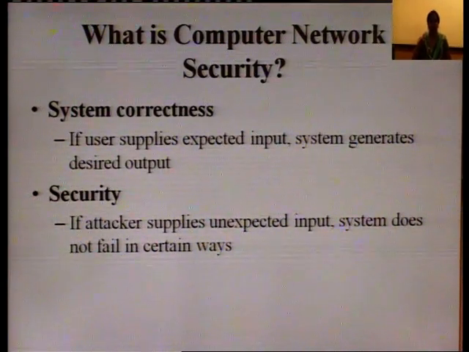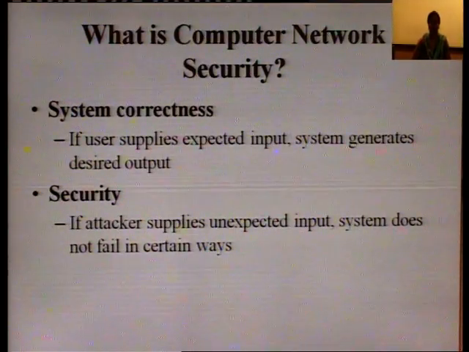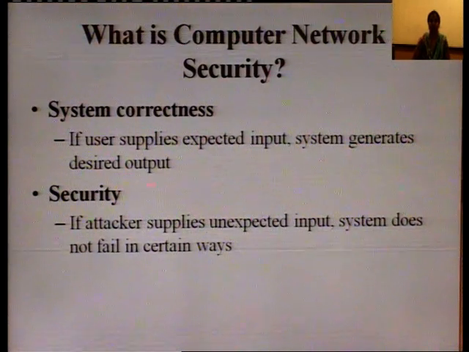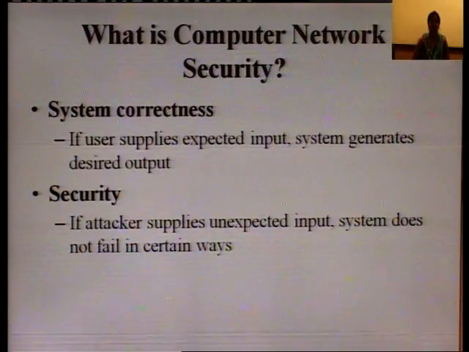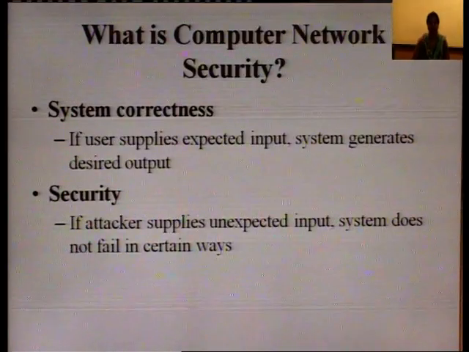The first is system correctness. First of all, we should know what is the system correctness that we have to maintain. That is, if the user supplies expected input, the system generates the desired output. It means whatever input we are giving, the output we desire should be accurate.